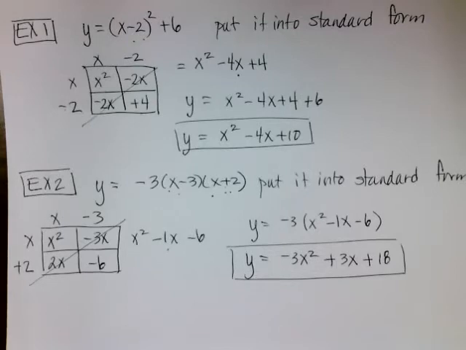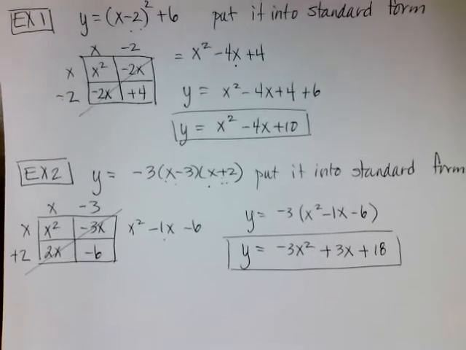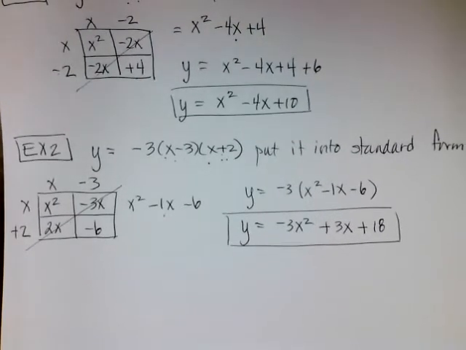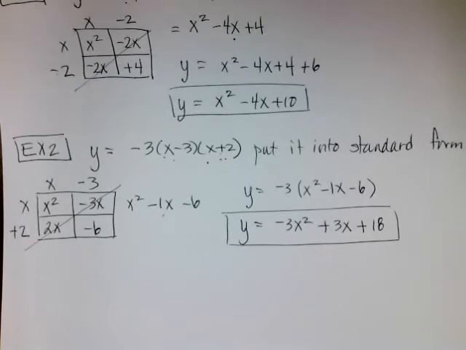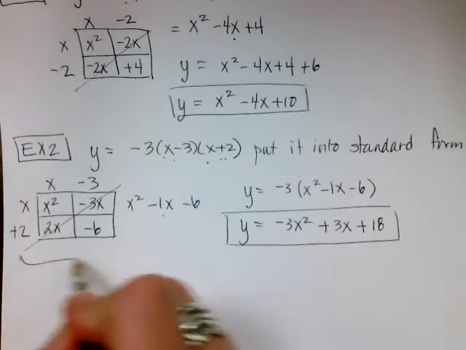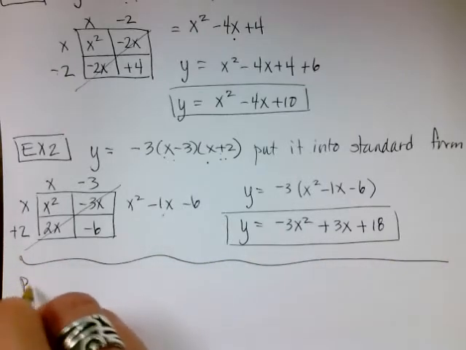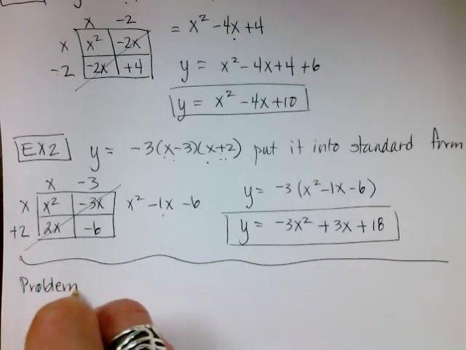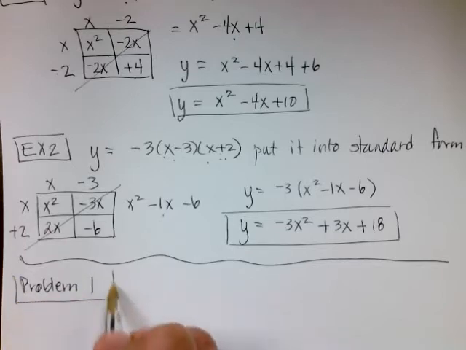So the box is a great way to do the distributive property. You could do FOIL if you like FOIL better, but I tend to think that this is a little bit easier. Alright, so now you should pause your video, because I'm not going to pause, and you're going to do your first problem.